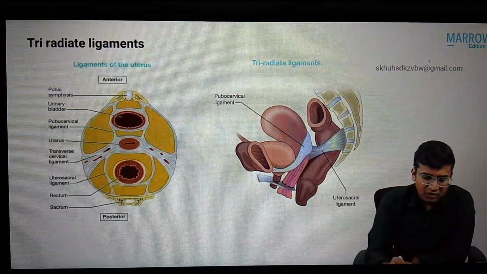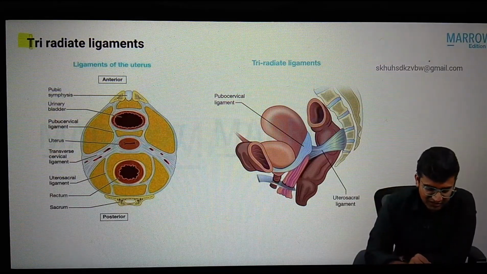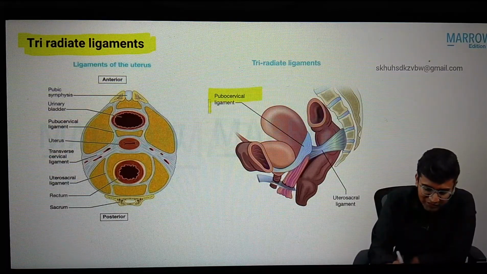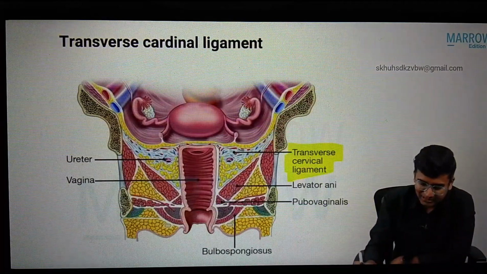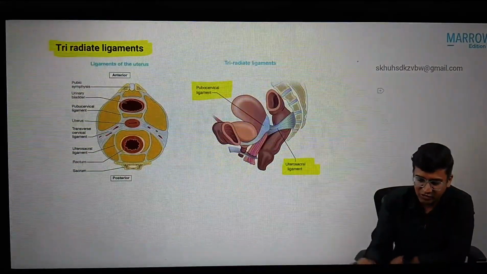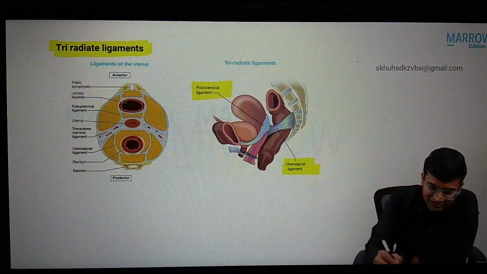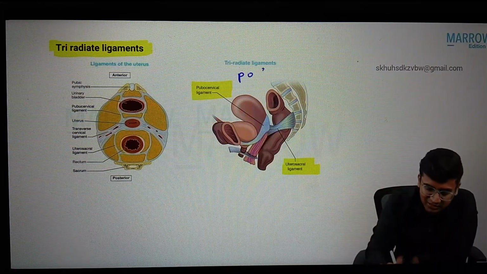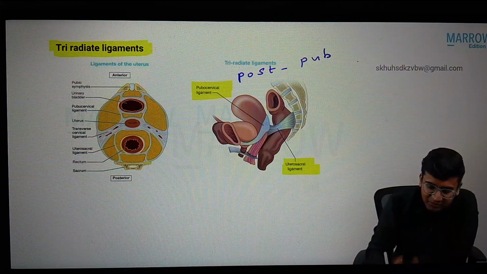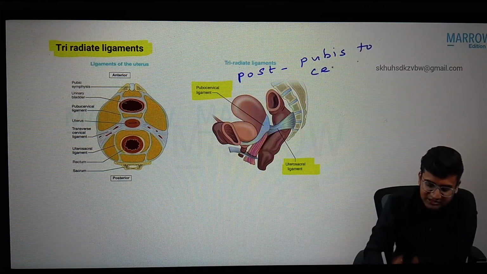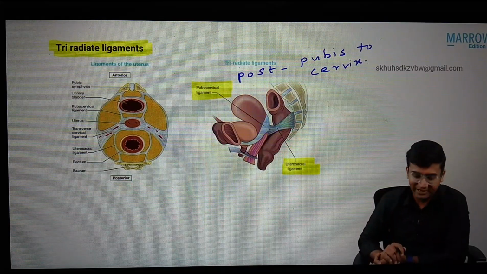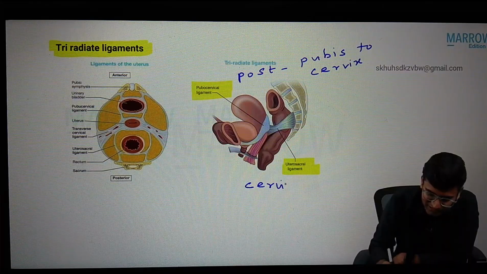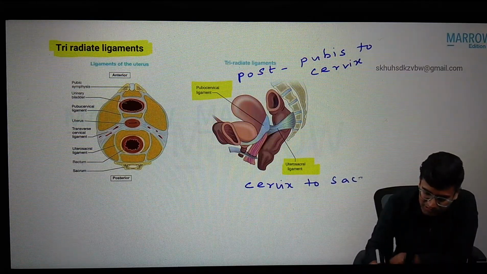Now what are the other ligaments which help in the support of the uterus? Triradiate ligaments. What are those? Pubocervical ligament, uterosacral ligament, and transverse cervical ligament. See one by one. Pubocervical ligament: the name itself gives you a clue. It runs from the posterior surface of the pubis bone up to the cervix. Now the uterosacral ligament: from the cervix up to the sacrum bone.